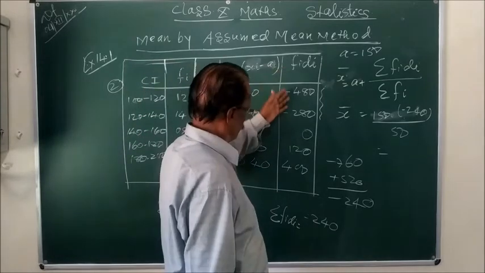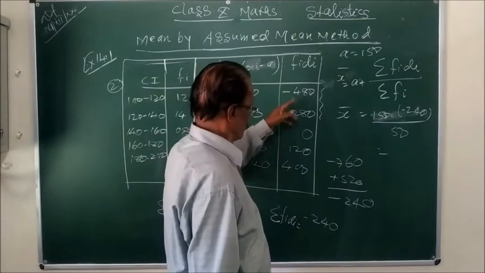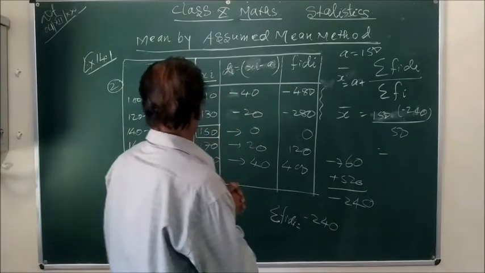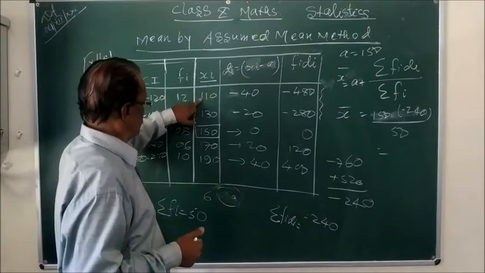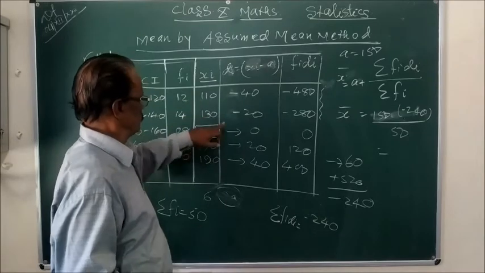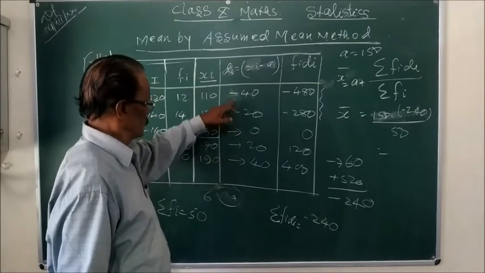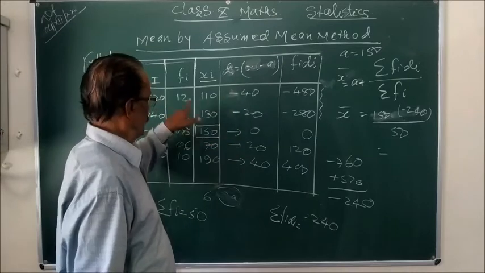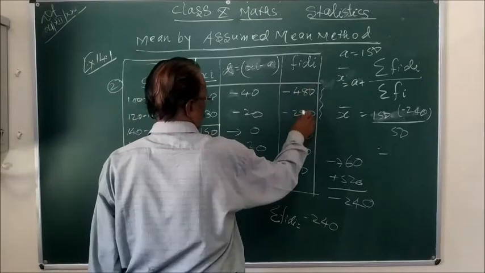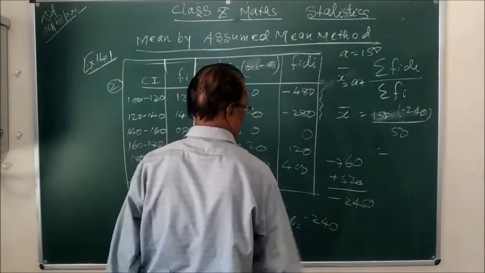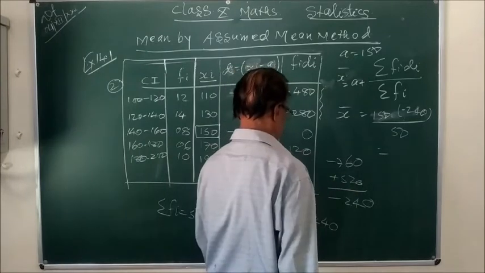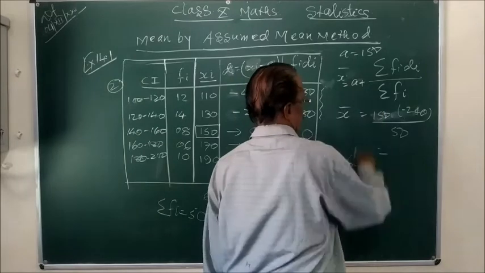So now you have to find the sum of these. So this will be minus 480. So 110 minus 150 is minus 40. 130 minus 150 is minus 20. So this will be d_i. Find the product of these two. So the sum of these two will be minus 760, and this will be 500. And this is the formula.